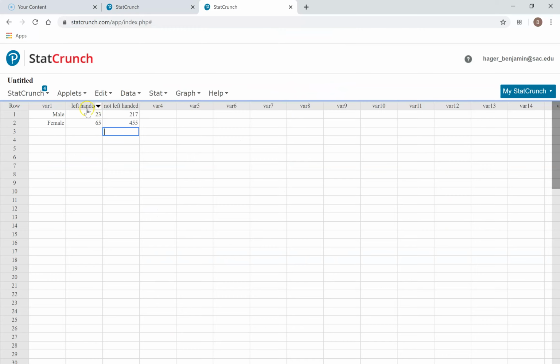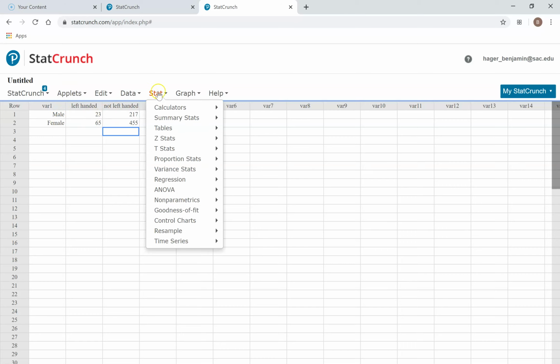So again, I've got the left-handed column, the number of left-handed and non-left-handed folks, and I've got the two row labels, the males and the females. The way we do a test for independence is that we're dealing with a two-way contingency table. So you go under Table, Contingency, and again, I have a summary of my data. Data in this case would look like 760 different data values. That's not what I've got.